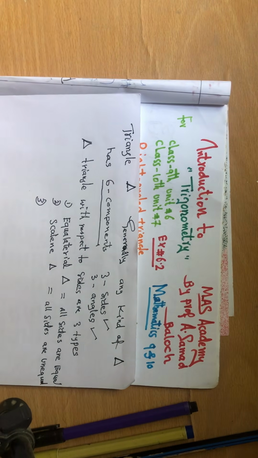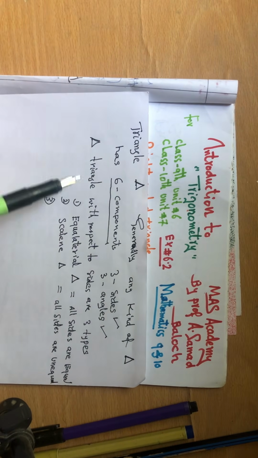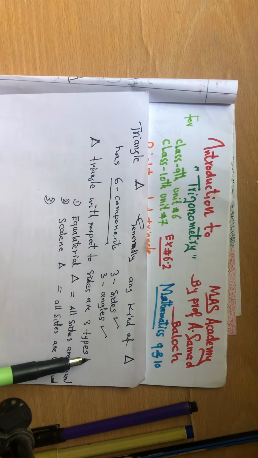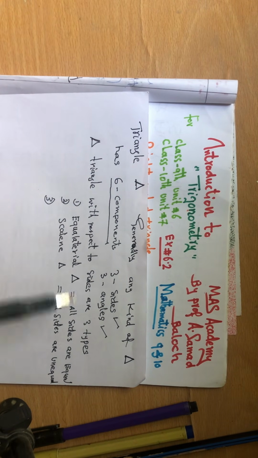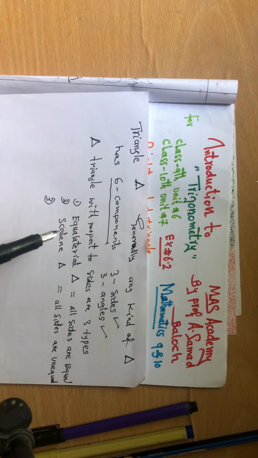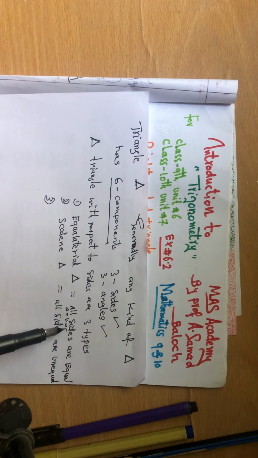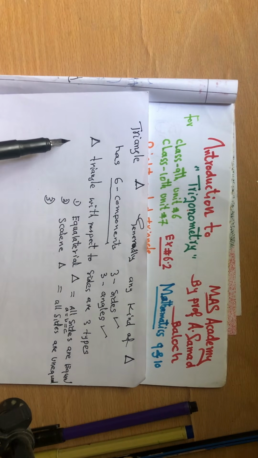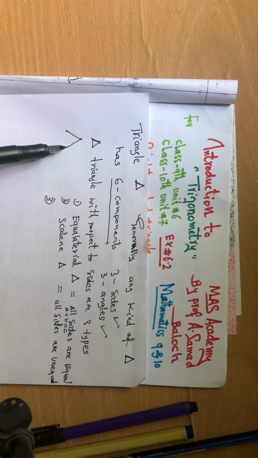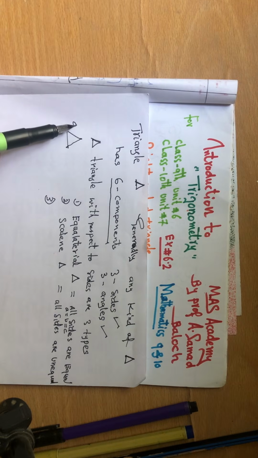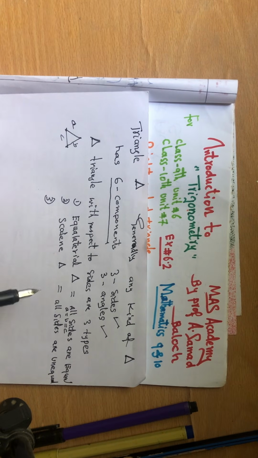A triangle with respect to sides has three types. Remember, one is the equilateral triangle. In that kind of triangle, all sides are equal. We're talking about sides right now. Equal means sides A, B, C are equal. Let's say we have a triangle like this, a shape where it looks like all sides are equal. This is called an equilateral triangle.